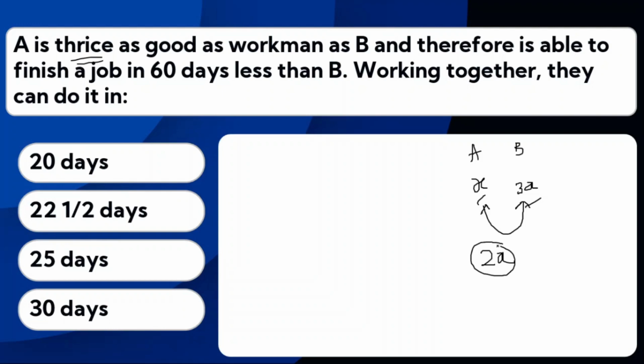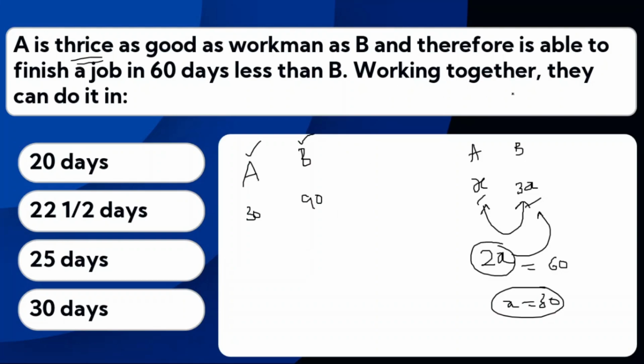So this is the extra time taken by B when compared to A. What is given is that A can finish the work 60 days less than B. So this 2x days will be equal to those 60 days, and x will be 30 days. So the answer is A can complete the work in 30 days and B can complete the work in 90 days. Why? Because 3 thirties are 90. So this is the time taken by A and this is the time taken by B.